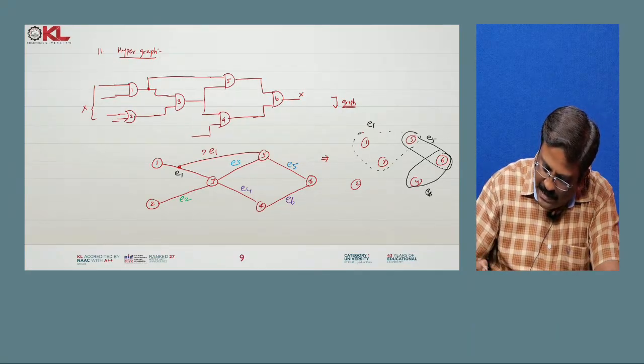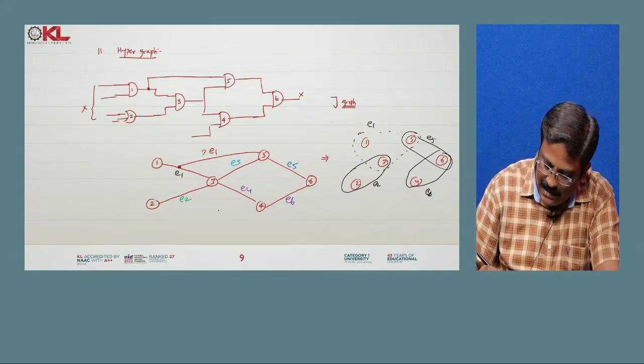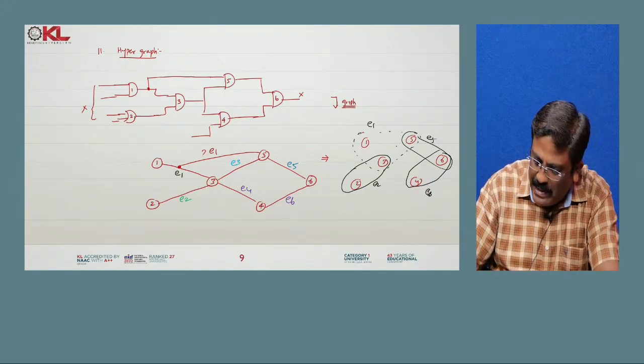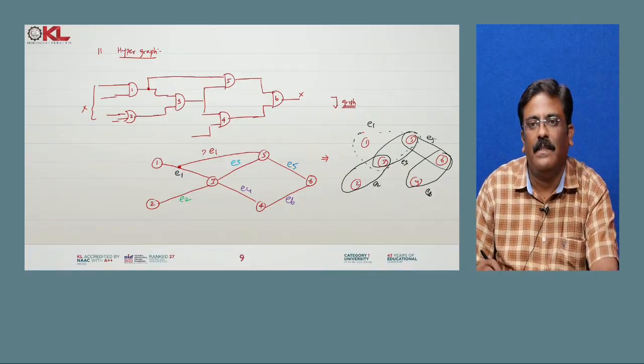And 2 and 3 is connected with what? Your edge 2. We can say that. Again, 3 and 5 can get connected with what? Your edge number 3. Edge 3, we can say that.